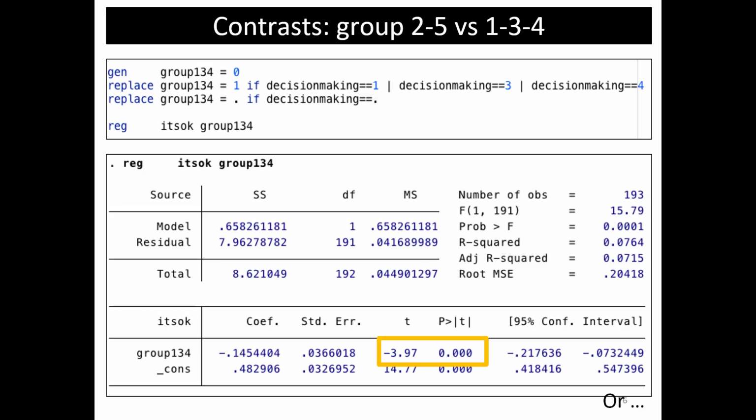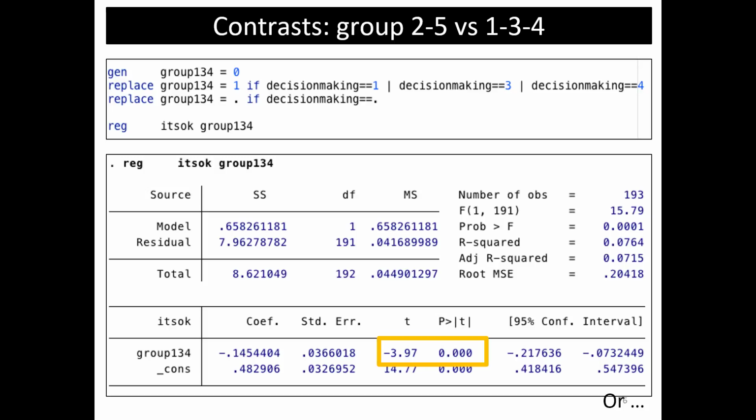So, well, we can do that. We create a new variable here called group134. It's equal to 0 by definition. So now we first have one variable in the data that's 0 everywhere. And now I replace 1, 3, and 4 with 1, in which case decision making is equal to 1, or equal to 3, or equal to 4. And just to make sure that nothing goes wrong here with missing values, I make sure that group134 is missing if decision making itself is missing.